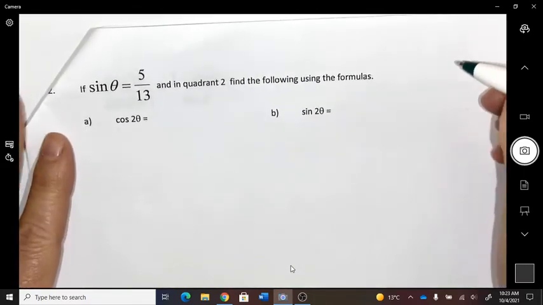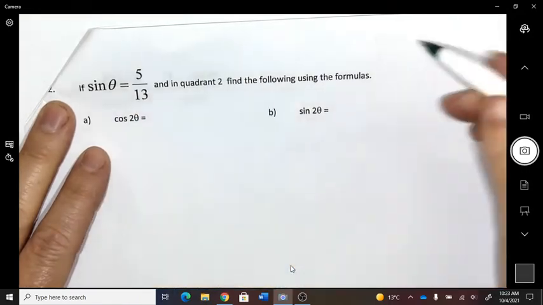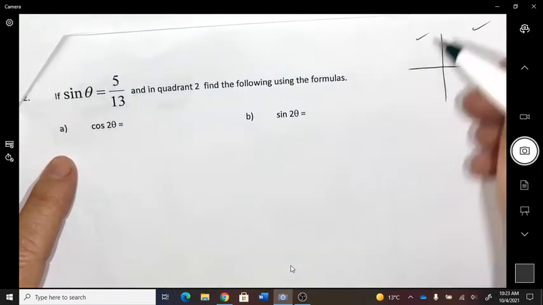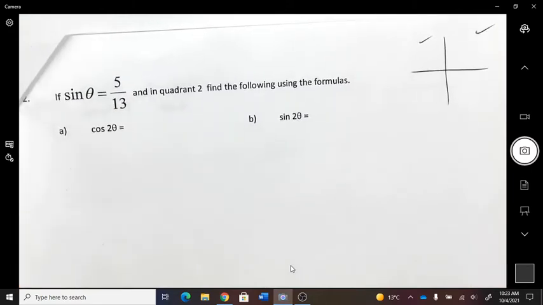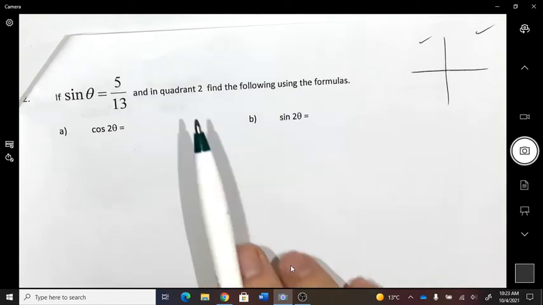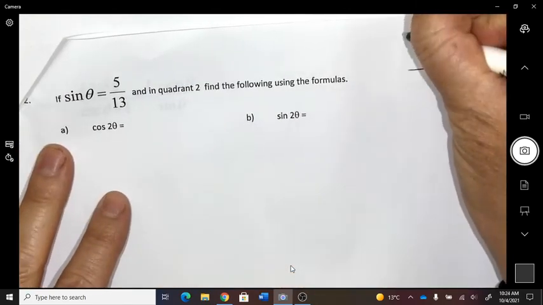XYR stuff. We're given the sign is positive. So I know I'm in quadrant 1 or 2. Sign is positive. Oh, and it told me I'm in quadrant 2. So I'm in quadrant 2.